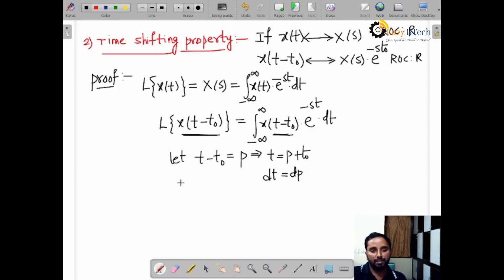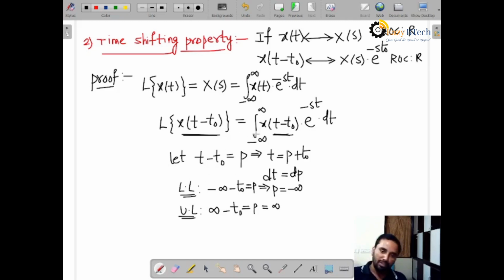And what about lower and upper limits? If you discuss lower limit, p is equal to t minus t naught, t lower limit minus infinity, so minus infinity minus t naught is equal to p. That implies p is the same, minus infinity. And upper limit, what about upper limit? Infinity minus t naught is equal to p. This becomes plus infinity, right? So all these we are going to substitute in the above integral.